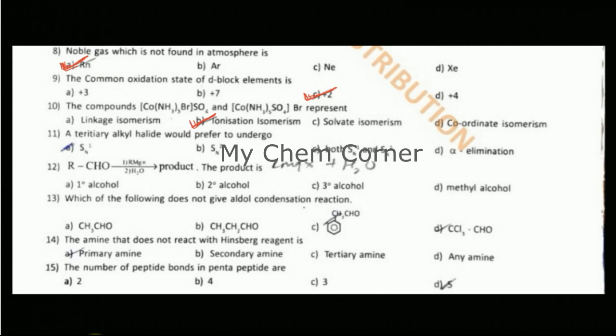Alright, next one. A tertiary alkyl halide would prefer to undergo the SN1 mechanism. This is something that you always learn. If you take tertiary butyl bromide, it has to undergo the SN1 mechanism.